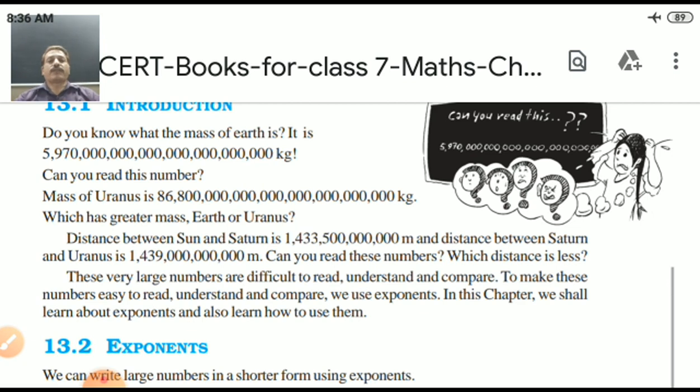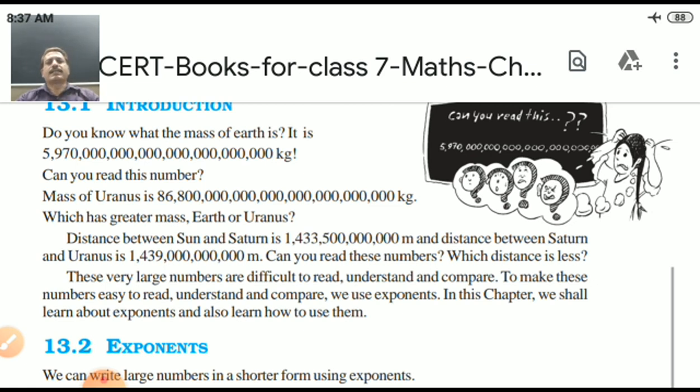Mass of universe, Uranus, Sun, it's this much is given. Distance between Sun and Saturn is this much. Meter, yes, distance measured in meter, and distance between Saturn and Uranus is this much. Can you read the number? Which distance is less? We are starting to count number 1, 2, 3, 4, 5, 6, 7, 8, 9, 10 numbers, and these are the 5 numbers. Like that, we can read out. These very large numbers are difficult to read, understand, and compare.